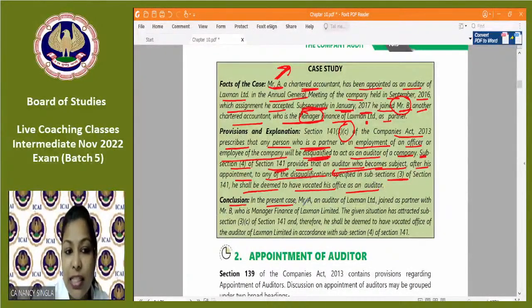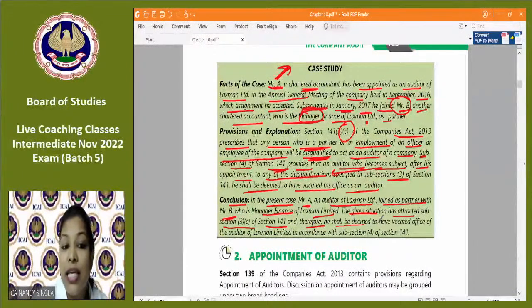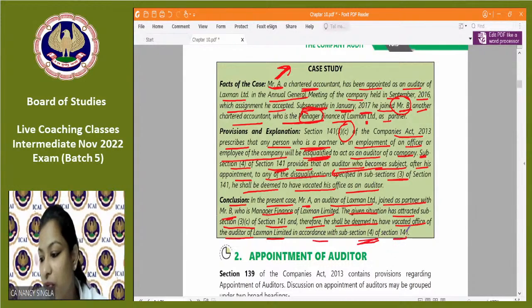Conclusion: in the present case, Mr. A, an auditor of Lakshman Limited, joined as partner with Mr. B, who is manager finance of Lakshman Limited, meaning partner of the employee of the company. The given situation has attracted subsection 3 clause C of section 141, and therefore he shall be deemed to have vacated office of auditor of Lakshman Limited in accordance with subsection 4 of section 141. Okay? Is it clear? Karthik, is it clear? Yes, so Karthik has now answered it.